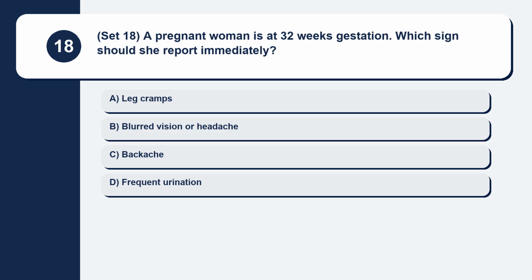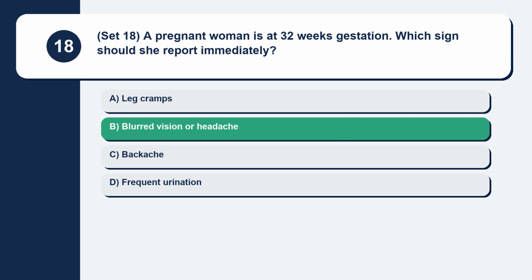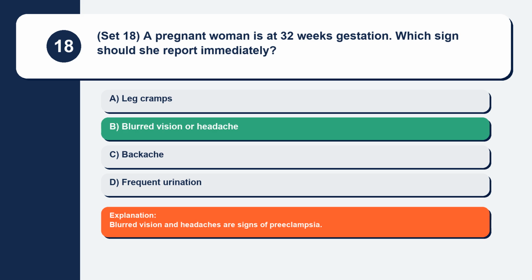Question 18. Set 18, a pregnant woman is at 32 weeks gestation. Which sign should she report immediately? Leg cramps, blurred vision or headache, backache, frequent urination. Blurred vision and headaches are signs of preeclampsia.